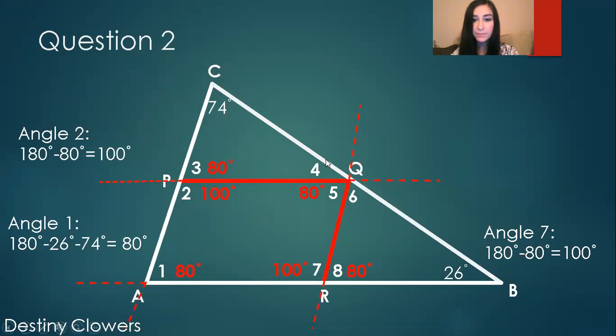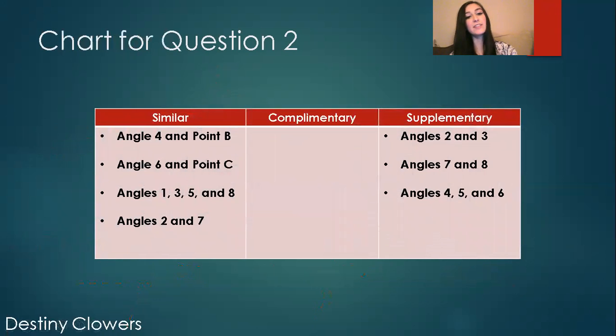So if you look closely, angle 4 and angle B, which equals 26 degrees, are corresponding angles. So since corresponding angles are always equal, that means that angle 4 is also going to equal 26 degrees. And angle 6 is corresponding with angle C, which is 74 degrees. And since corresponding angles are equal to one another, that means that angle 6 is also going to equal 74 degrees. So now we've solved question 2, and here's another chart for y'all to look at that has the similar angles and the supplementary angles on there for you.